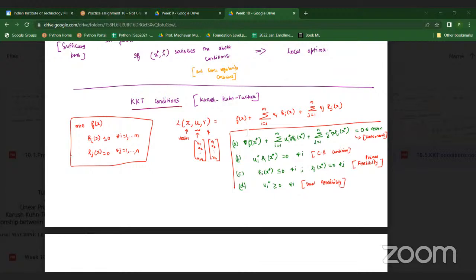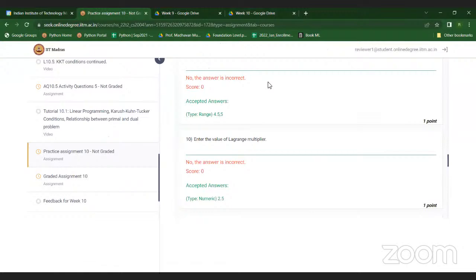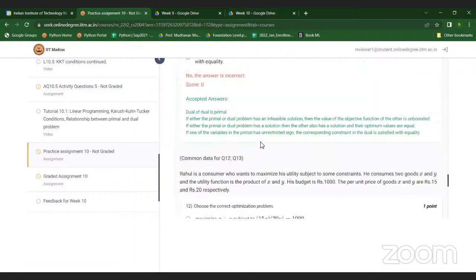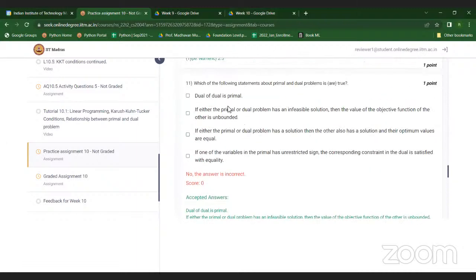Okay. Yes, can we check the next one now in the practice session? Which one? This one? The 11th one, the theory problem. Dual of dual is primal. That is true. That part is clear, right? If either the primal or dual problem has an infeasible solution, then the value of the objective function of the other one is unbounded. That's correct, right?